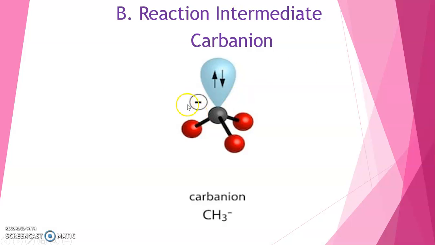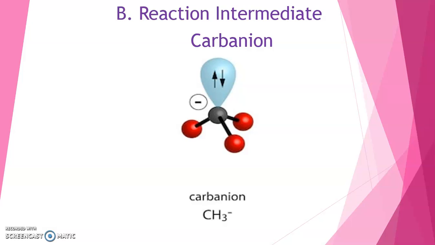Carbanion carbon contains 8 electrons. 3 bonded electron pairs are there, and this is a lone pair of electrons. So this carbon, because of the pair of electrons, carries a negative charge and thus contains a total of 8 electrons in its outermost shell. Because of the presence of these 8 electrons, this carbanion carbon shows sp3 type of hybridization. The geometry of carbanion is tetrahedral and its bond angle is 109 degree 28 minutes.